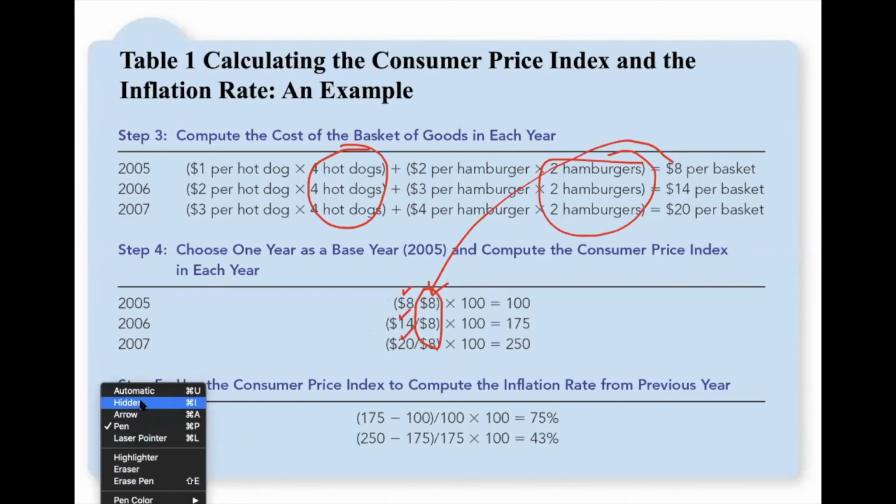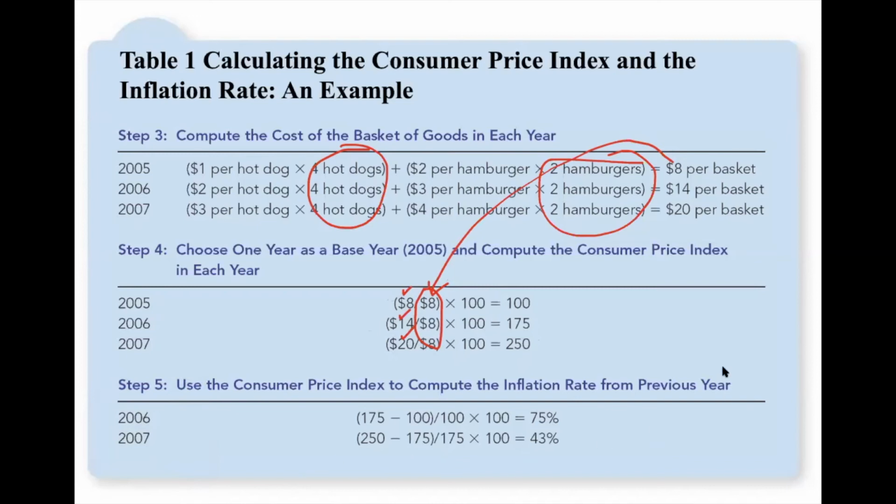So the next step is to calculate the inflation. The inflation is the change in the CPI from this year to the next year. For 2005, the CPI is 100. 2006 is 175. Then the difference is this, right? The rate of change.